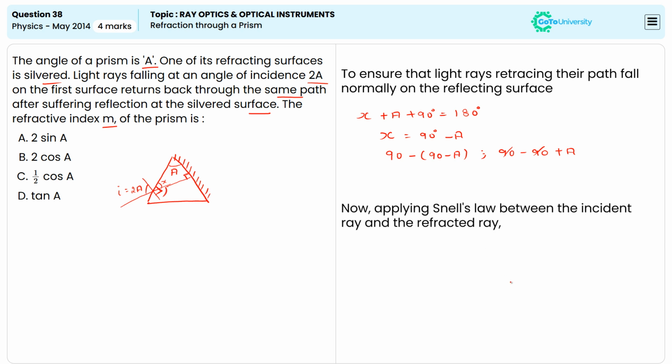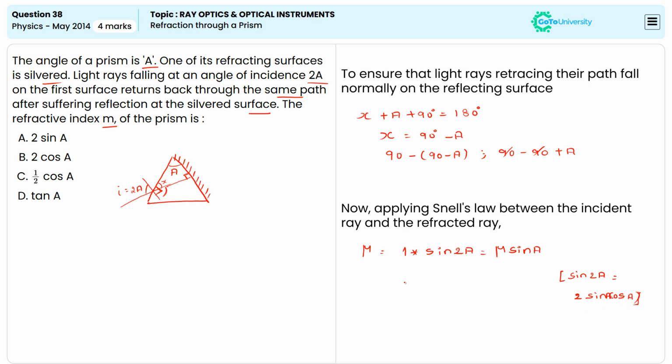Then by applying Snell's law between the incident ray and the refracted ray, we can write mu equals 1 into sine 2A over sine A, that is, sine 2A equals mu times sine A. The basic mathematics here: sine 2A we can write as 2 sine A cos A.